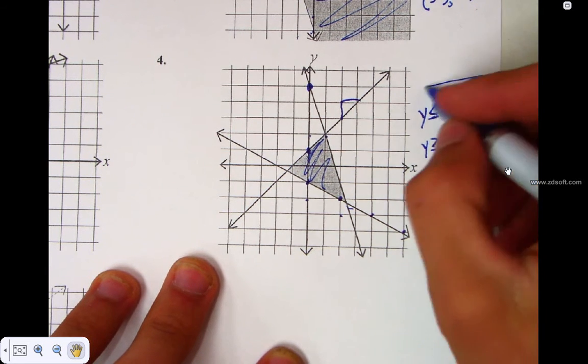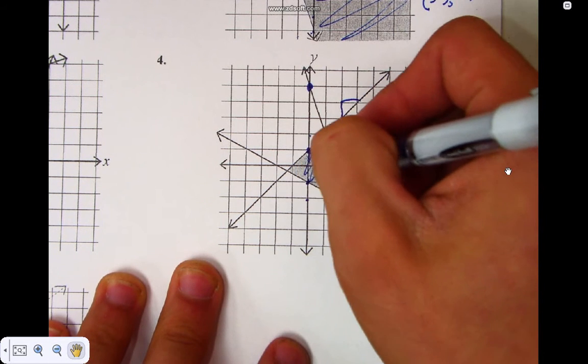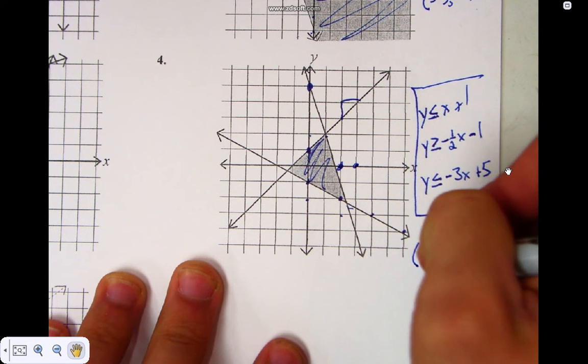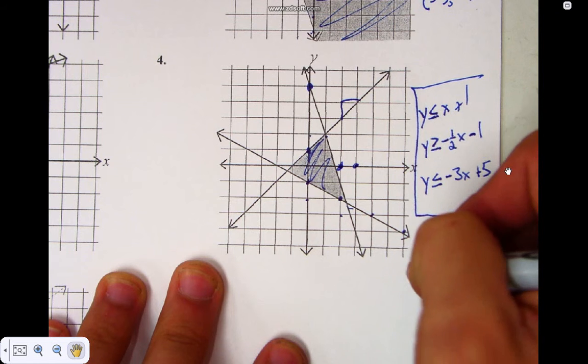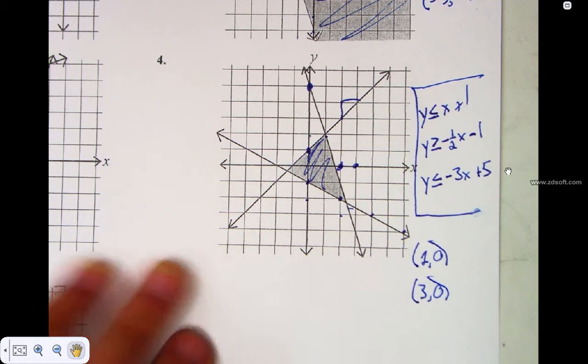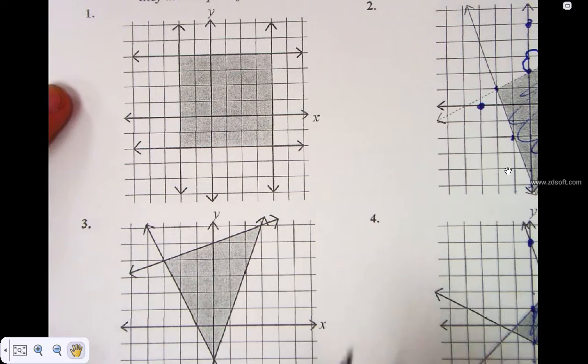And that is finished. 2 points outside the solution set, so let's go ahead and do this one and this one. So it looks like I have 2, 0 is outside of the shaded area, and 3, 0 would be outside the shaded area. Alright, let's go ahead and do this one, in case you're confused on it.